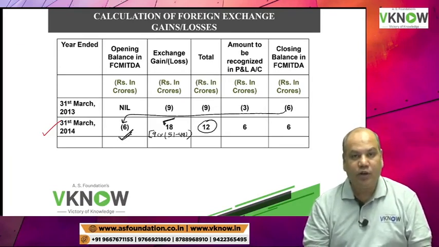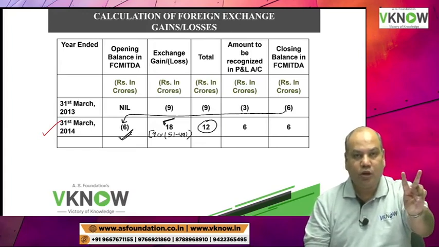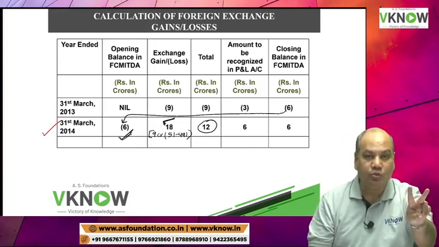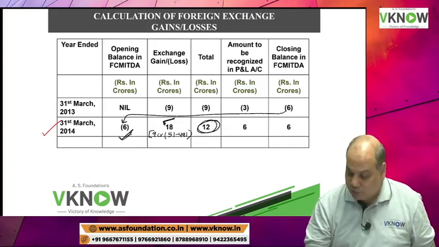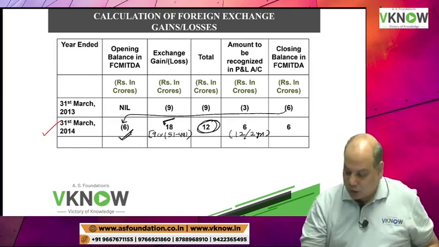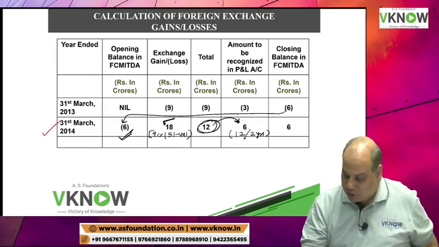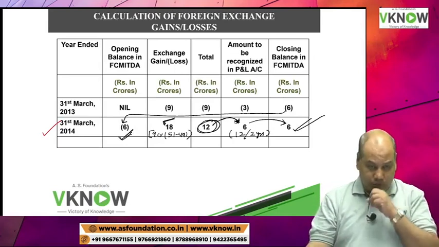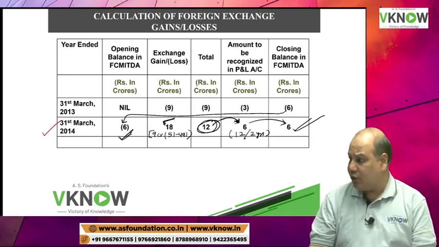But the number of years remaining are 2. So this 12 I will divide by 2 years. So I am going to now write off 6. Out of 12, 6 I will write off. So what is remaining? 6. 6 will be carried forward.